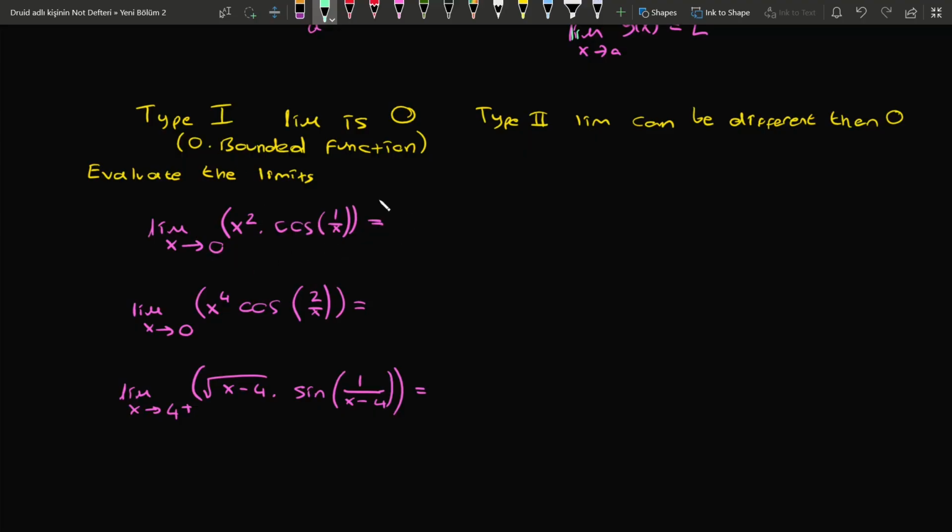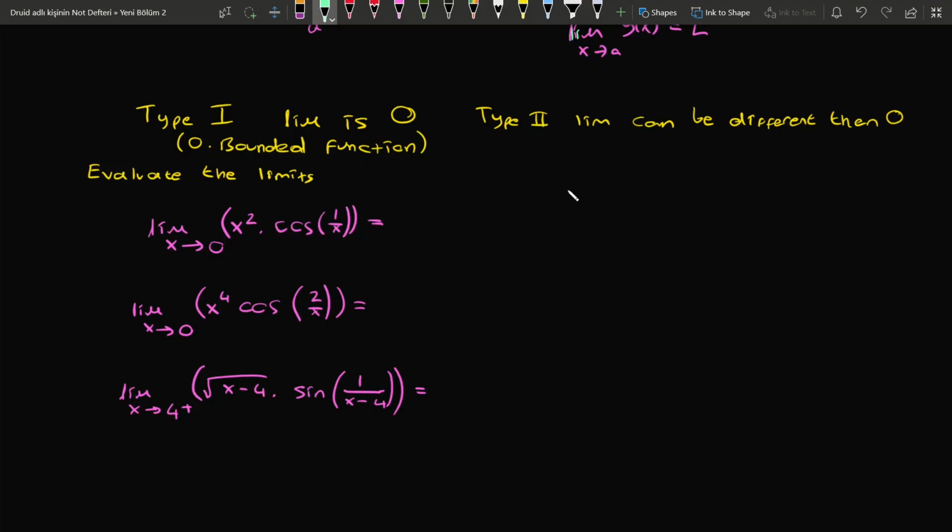First of all, we need to pay attention that we cannot use our limit rules here because cos of 1 over 0 does not make any sense, right? So we cannot work with this part. Therefore, we will have to think of a way to use the squeeze theorem. We want this function to be squeezed between functions that give the same limit.